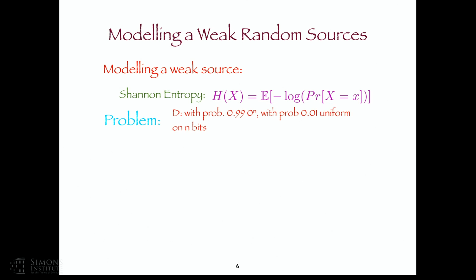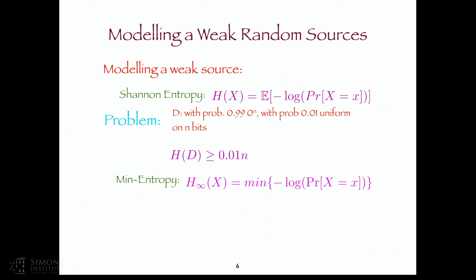The problematic distribution is this: suppose you have a distribution D which, with very high probability, always outputs a fixed string, say the all zero string, 0 to the n. And with probability 0.01, it's uniform on all n bits. A calculation shows that this is a distribution with linear entropy, which is very high. But if you just get one sample from it, you'll overwhelmingly always see the all zero string, and you cannot expect to extract random bits from this.